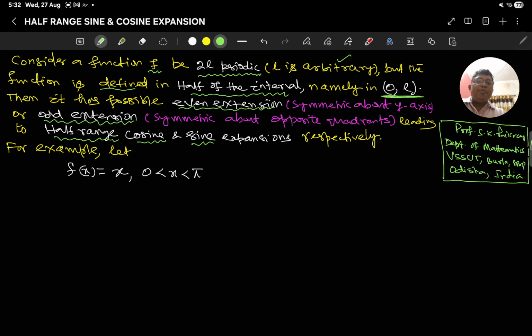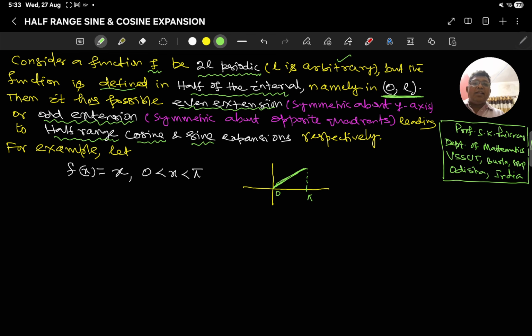So let me tell you one example. Consider f(x) is equal to x. If you think of the graph of the function, it is defined in half of the interval, from 0 to pi, and the graph is f(x) equal to x. So this is half of the interval.